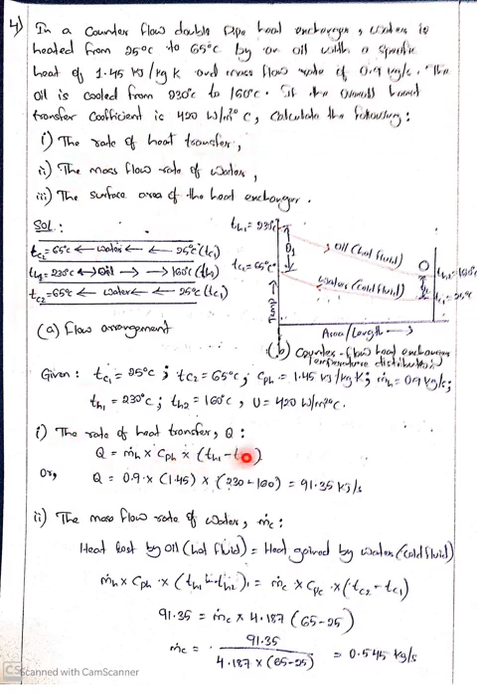First one, the rate of heat transfer Q. If you know the temperatures, mass flow rate and specific heat, you can calculate the value of Q in kJ per second. Second, what is asked is the mass flow rate of water. If you equate the energy balance equation between the hot fluid and cold fluid, you can find the value of mc from the other side.